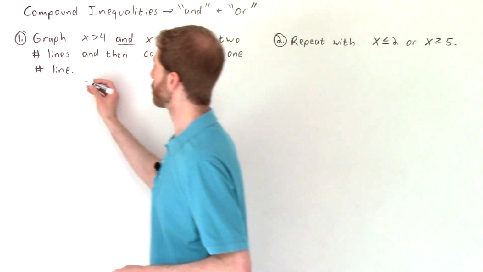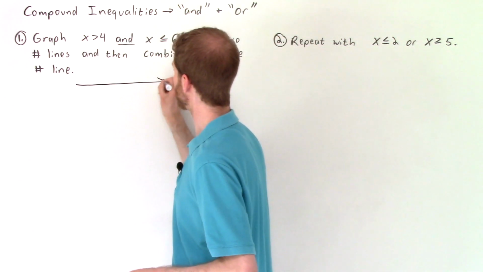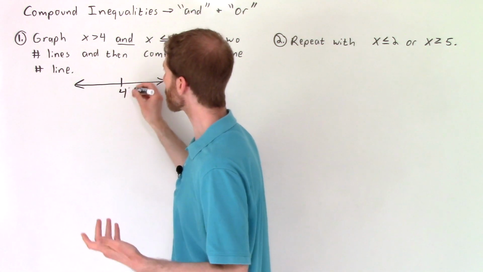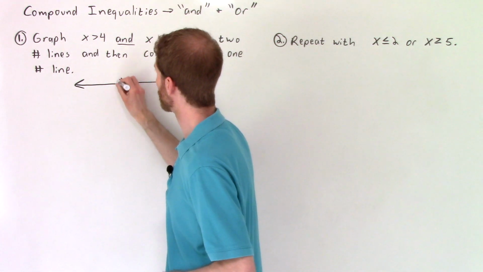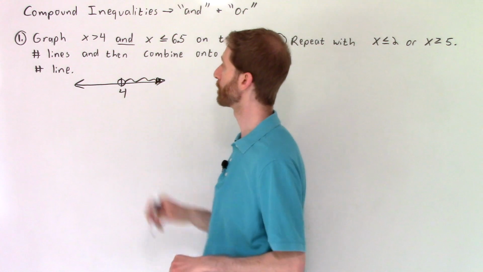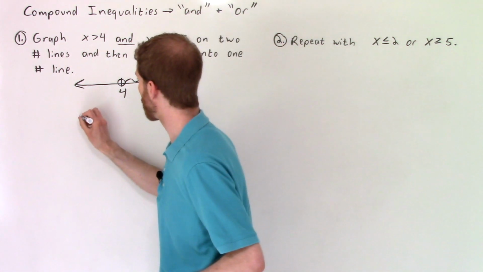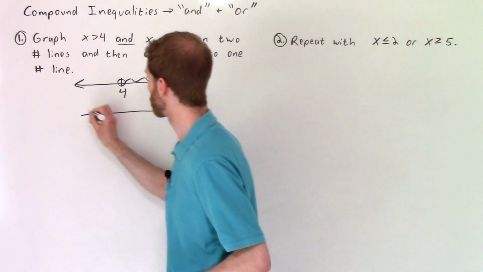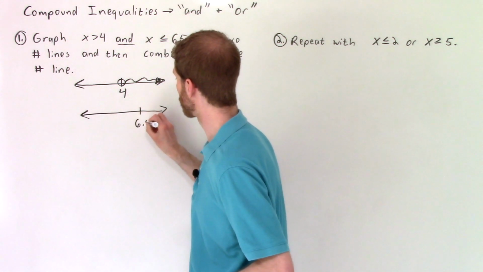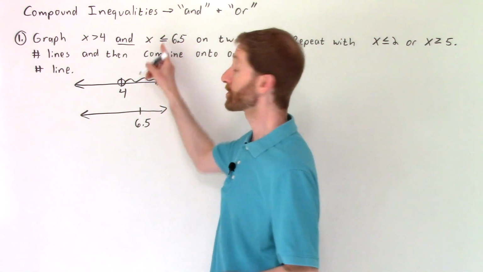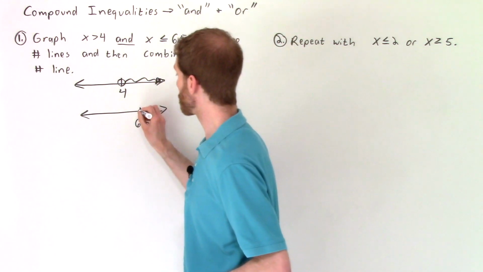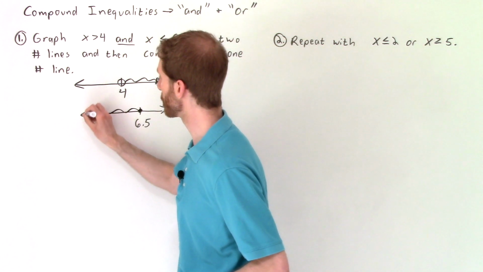So x is greater than 4 is not a bad graph to do. We've graphed out many of those, and I'm just going to do a rough graph of it. Let's put 4 right here. And we've got an open circle, and we're going to the right, because we've got all numbers greater than 4. So right underneath it, I'm going to put another number line. And we'll put 6.5 roughly right here. There's 6.5. It's all numbers less than or equal to 6.5, so we'd do a closed circle there, and then all numbers to the left.